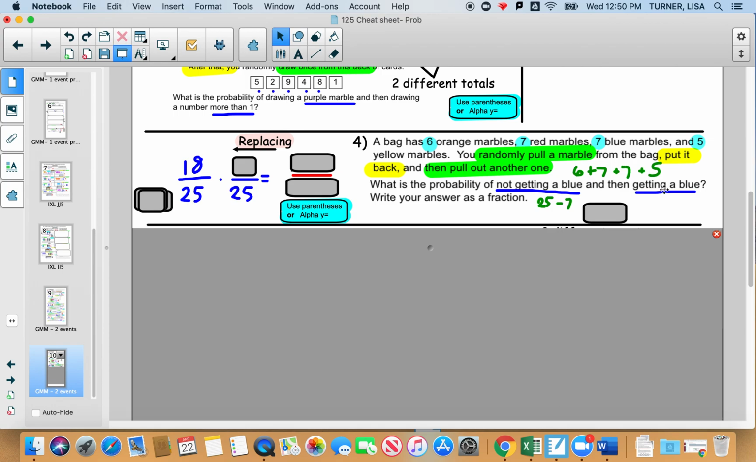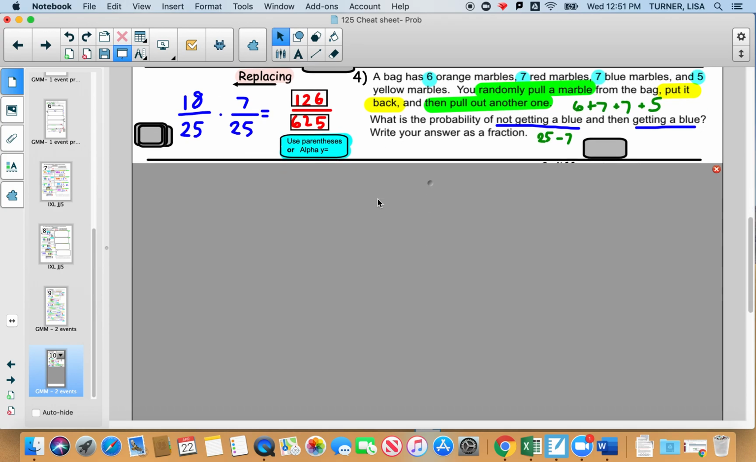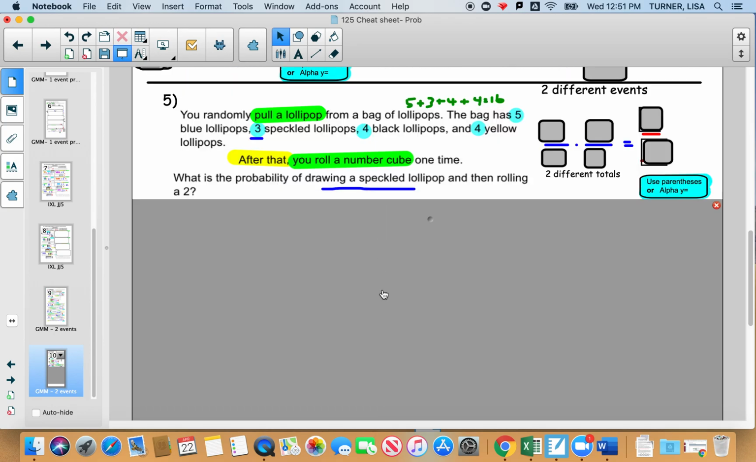And then getting a blue. And I put it back so it's out of the 25. And how many blues are in there? It is 7. And when I multiply these using parentheses or alpha y equals, I get a huge total. I triple checked this. It may come out this outrageous, 126 over 625 is my answer. And I'll be putting them in fraction form in Math Frac, and I'm trying to reduce them when I can. So I'm math fracking everything.